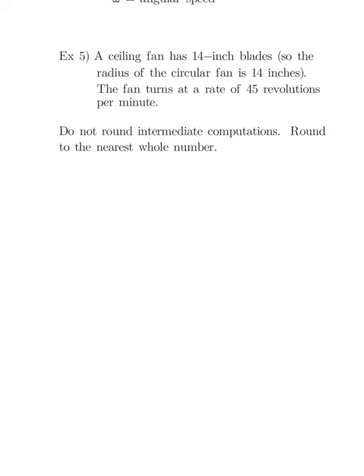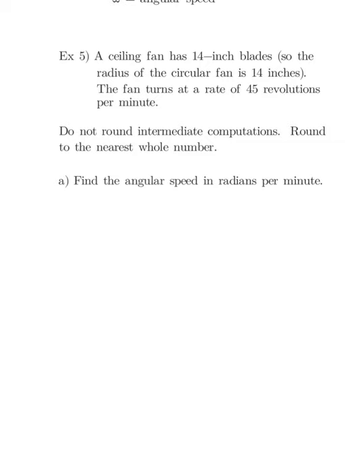Our first example where we are going to put all of these formulas into play is example 5 that says a ceiling fan has 14-inch blades. So the radius of the circular fan is 14 inches. If you think about the blades on a ceiling fan, they go from the center out. So they are all, each one, a radius. Then you are told the fan turns at a rate of 45 revolutions per minute. Your ALEKS instructions will say, do not round intermediate computations, and then you are supposed to round your answer to the nearest whole number.